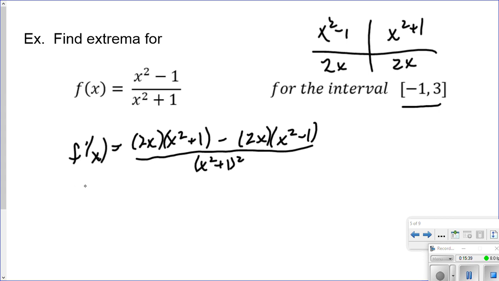Okay, I'm going to leave it unsimplified and use this concept here, and we've talked about this in class before. This is ultimately what I'm trying to find when my derivative is equal to 0. Well, I don't really have to simplify this.